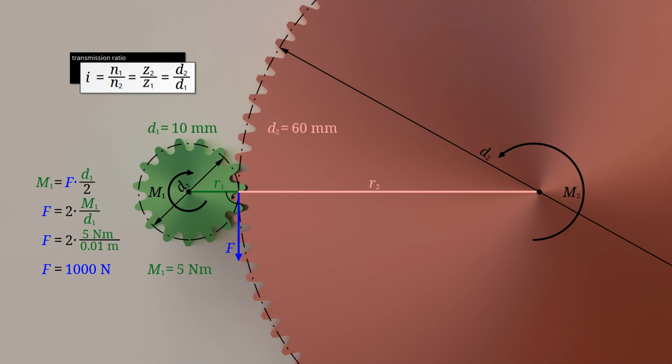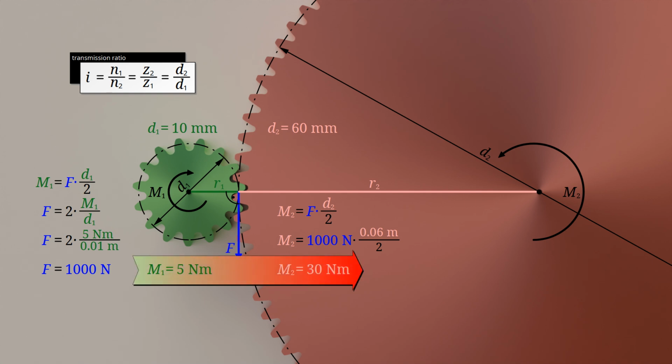Let us now calculate the torque M2 on the driven gear from the product of the force and the lever arm, where the lever arm in this case is half the pitch diameter D2. The flank force of F equals 1000 newtons resulting from the previous torque of M1 equals 5 Newton meters, now produces a torque of M2 equals 30 Newton meters on the driven gear. So while the speed is reduced to a sixth by the 2 gears, the torque increases by a factor of 6. So the torque increases to the same extent as the speed is reduced by the transmission ratio.